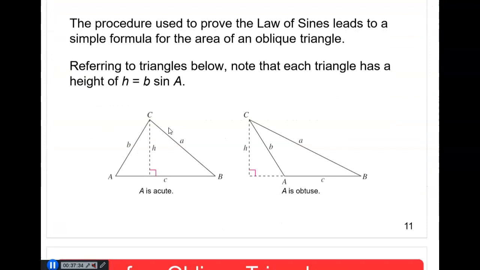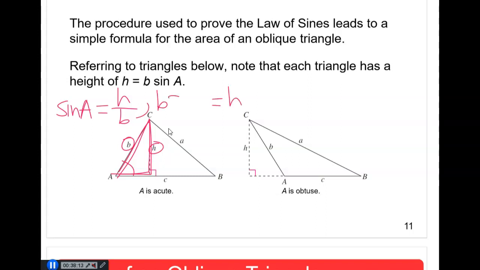Okay, so if you recall how we derived the law of sines from the beginning, we had the two triangles. We had a little one in pink, and if we try to calculate that, it's a right triangle, so we are able to use not the law of sines, but just the sine function. So sine of angle A is equal to opposite, which is h, over hypotenuse, which is b. And so if we solve for h, we get that h is equal to b times sine A. So that is where this expression is coming from.